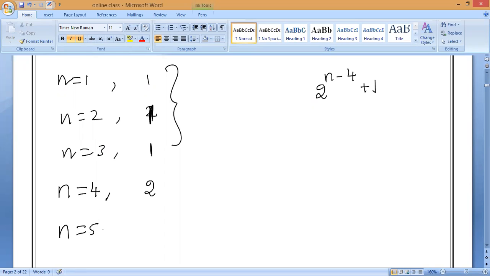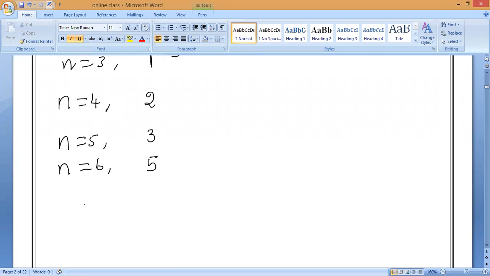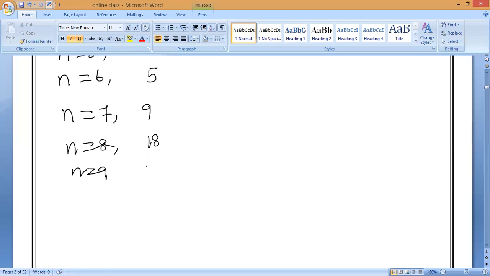N equals 5, number of isomers 3. N equals 6, number of isomers? 5. N equals 7, number of isomers? 9. N equals 8, number of isomers? 18. N equals 9, number of isomers? 35. N equals 10, number of isomers? 75.